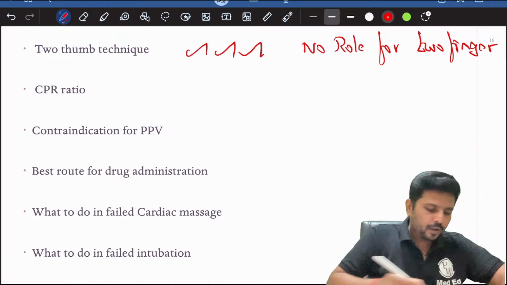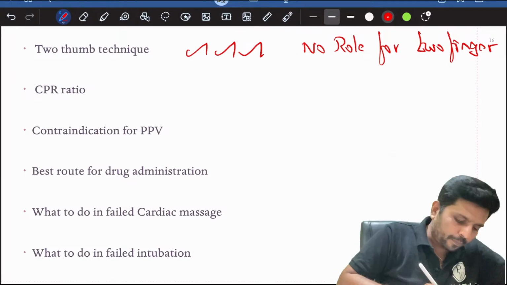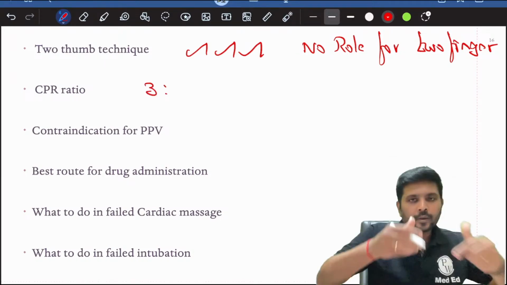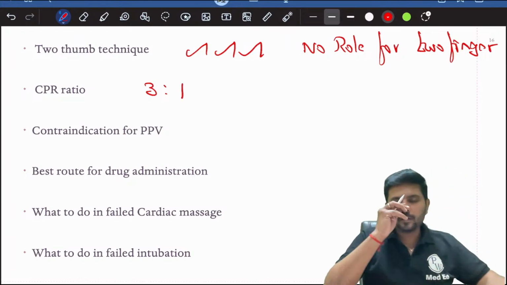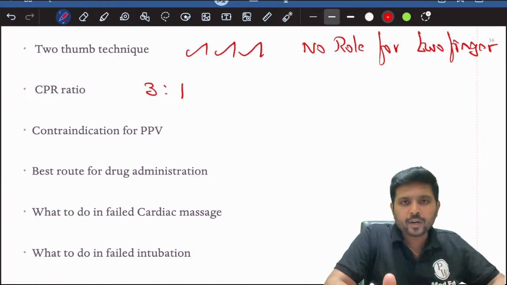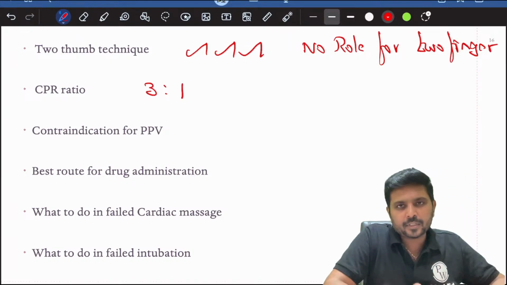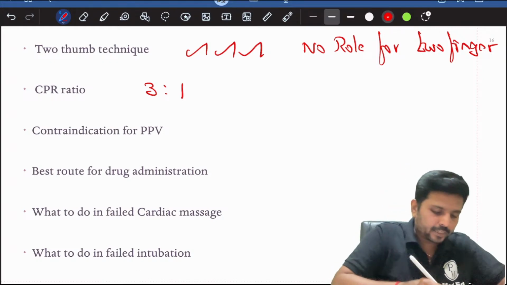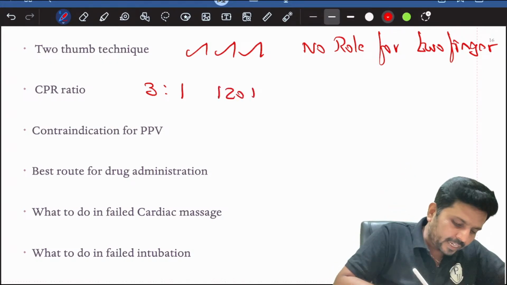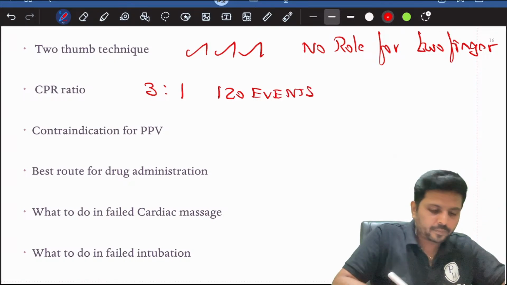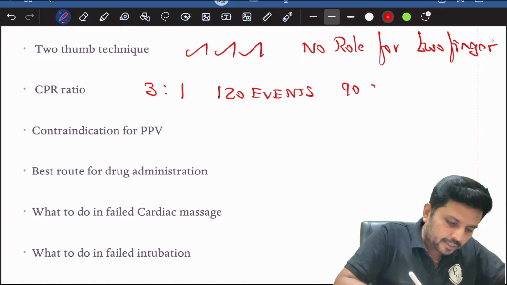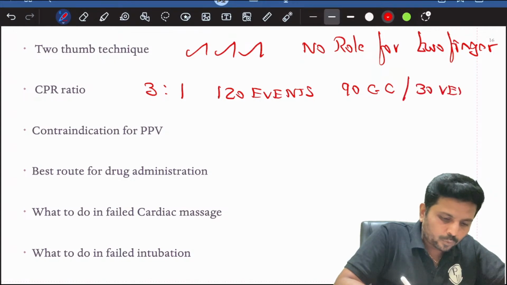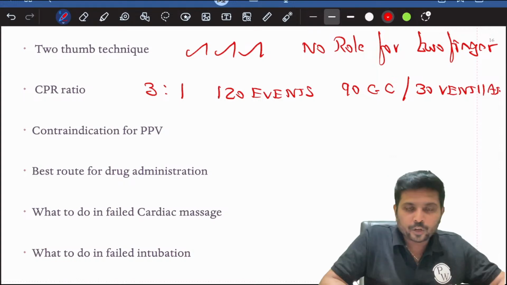What is the CPR ratio? The CPR ratio is 3 cardiac massages plus 1 ventilation. So there are totally 120 events per minute: 90 chest compressions and 30 ventilations, in a 3:1 ratio.